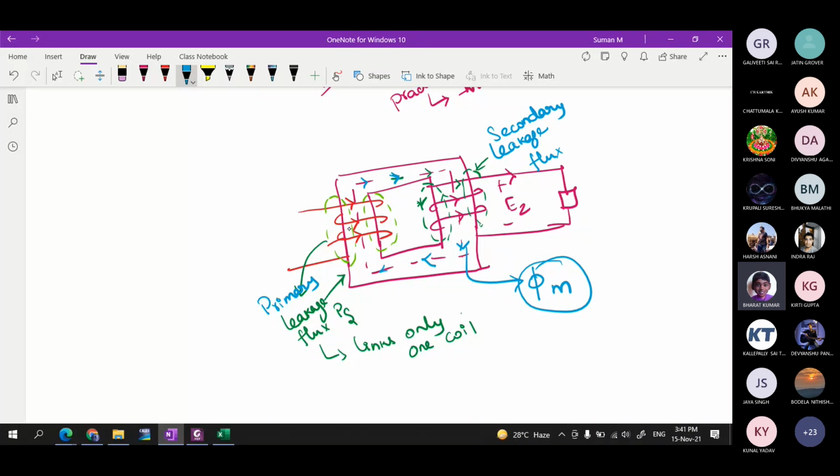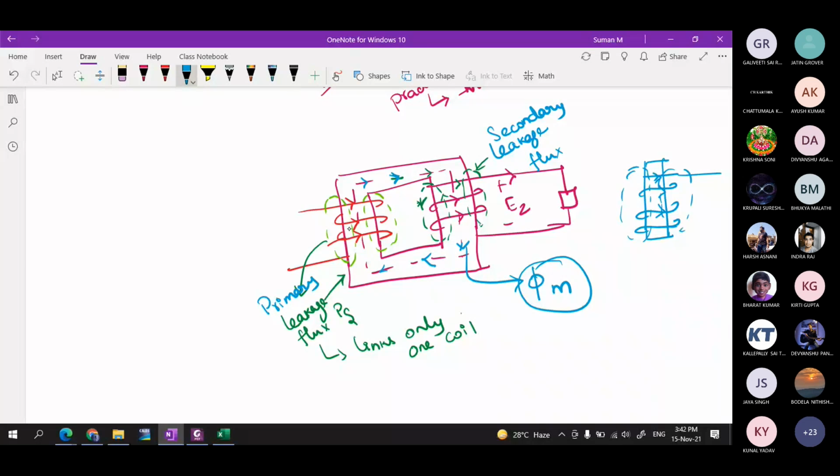Sir, can you explain the secondary leakage flux again? See, let me draw it here. You are having a winding, and some current is going to flow. If some current flows in this fashion, you are going to have a flux. This flux will be like this.